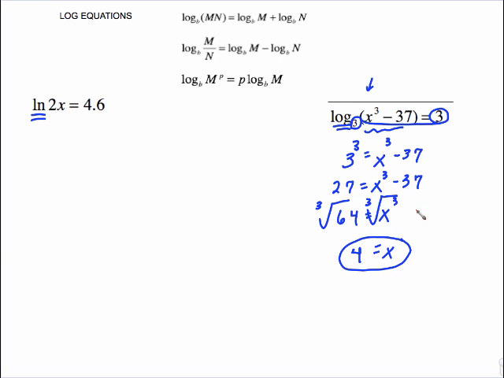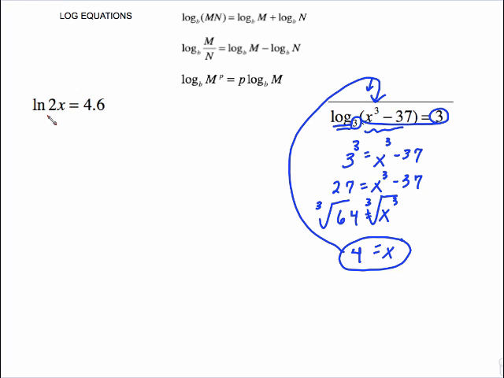And remember, with log equations, you need to check. And if you don't want to do the whole full check, at the very least, you need to plug 4 back in here and be sure that you are not taking the logarithm of 0 or the log of a negative number. 4 cubed is 64. 64 minus 37 is 27, which is fine. We are not taking the log of a negative number or of 0.